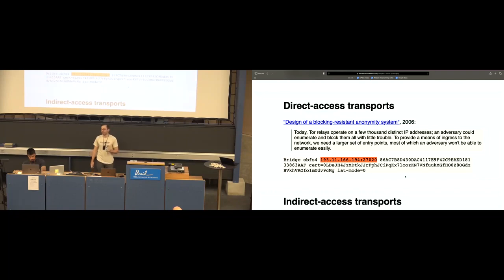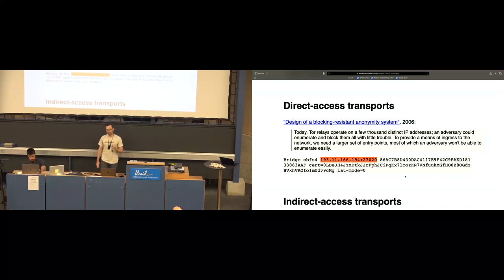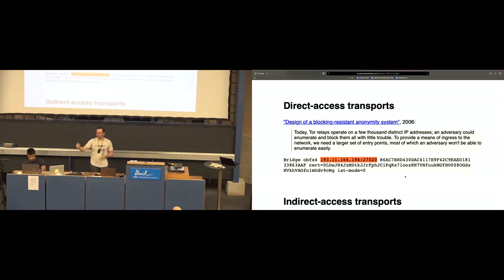So I'm calling this direct access transports because these bridges, vanilla Tor bridges, and many of the obfuscated bridges work by you making a direct TCP connection to that host, which also hosts the bridge. So you're directly accessing that bridge. What that means is, it means two things.